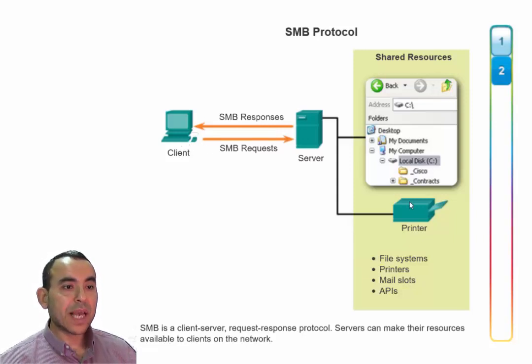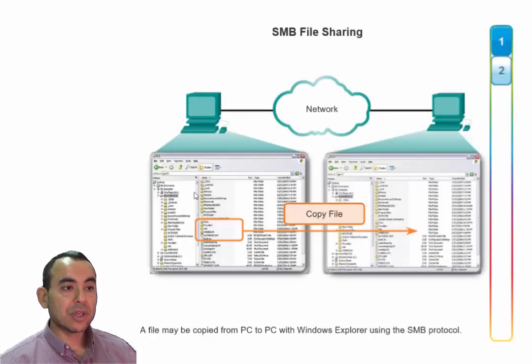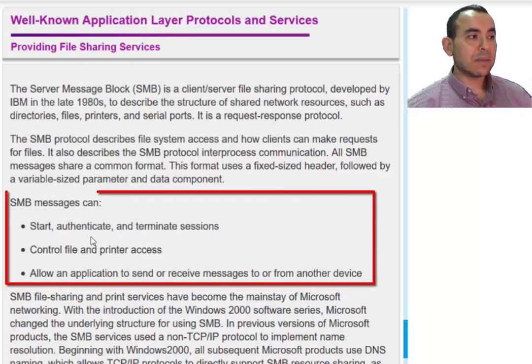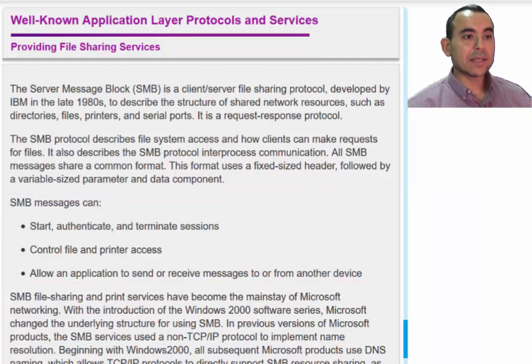Or you can map a printer from the server to the client, and this way you can exchange files and copy them using Windows Explorer, or you can print using a printer which exists physically on the other machine, but you see it as if it's local to your machine. So you can use SMB messages to start, authenticate, and terminate any connection between the client and the server, control file and printer access, or to allow the application to send or receive messages between the client and the server to facilitate the communication.